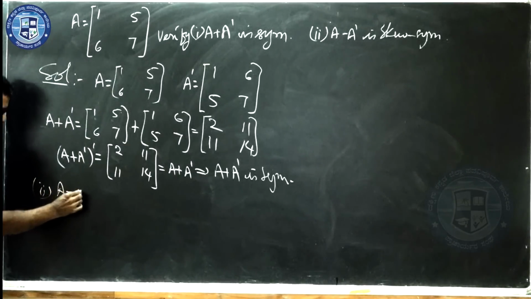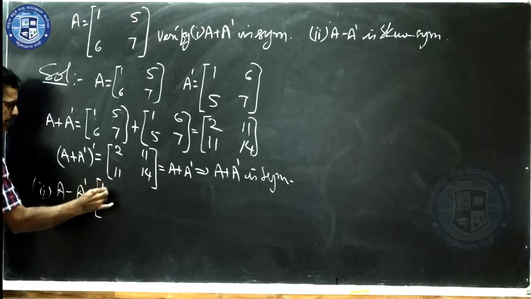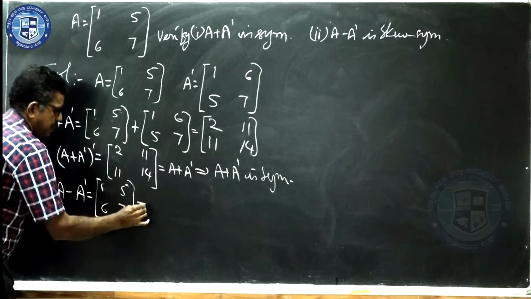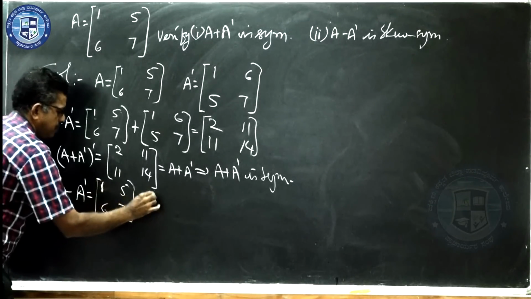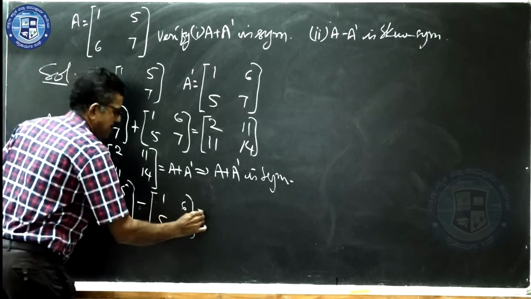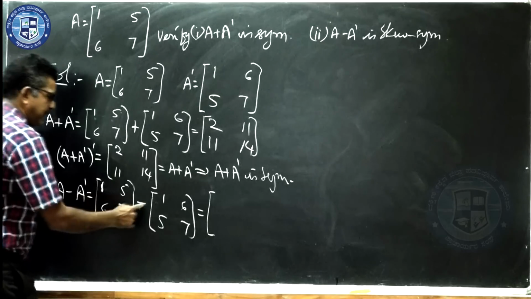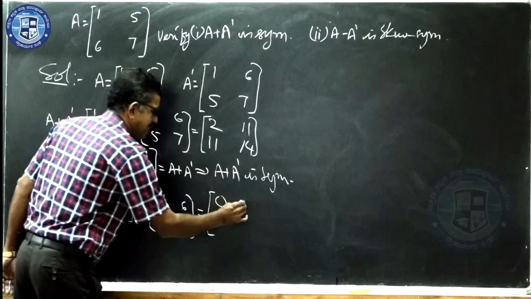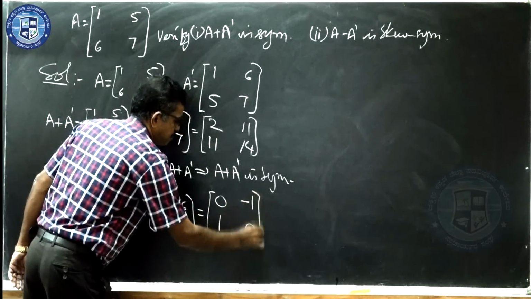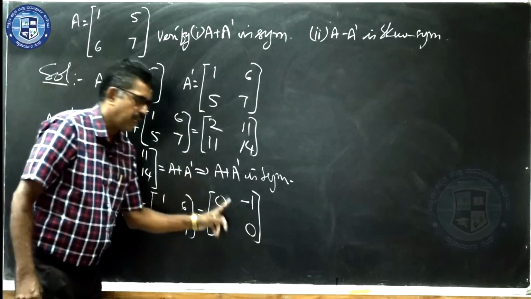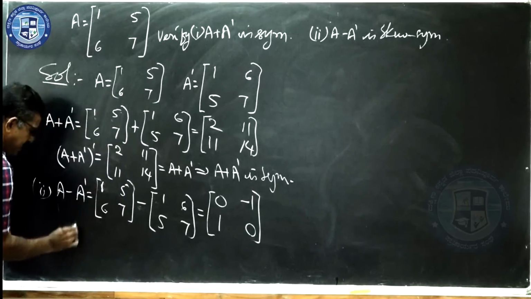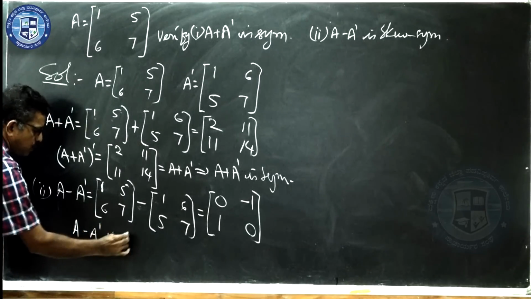I will find A minus A dash. A, 1, 5, 6, 7, minus A dash. What is A dash here? It is 1, 5, 6, 7. Find the difference. What is 1 minus 1? What is 5 minus 6? What is 6 minus 5? And what is 7 minus 7? Clearly the elements of the principal diagonal are zeros and the other elements are opposite in sign. So, it is very clear that A minus A dash is skew symmetric.